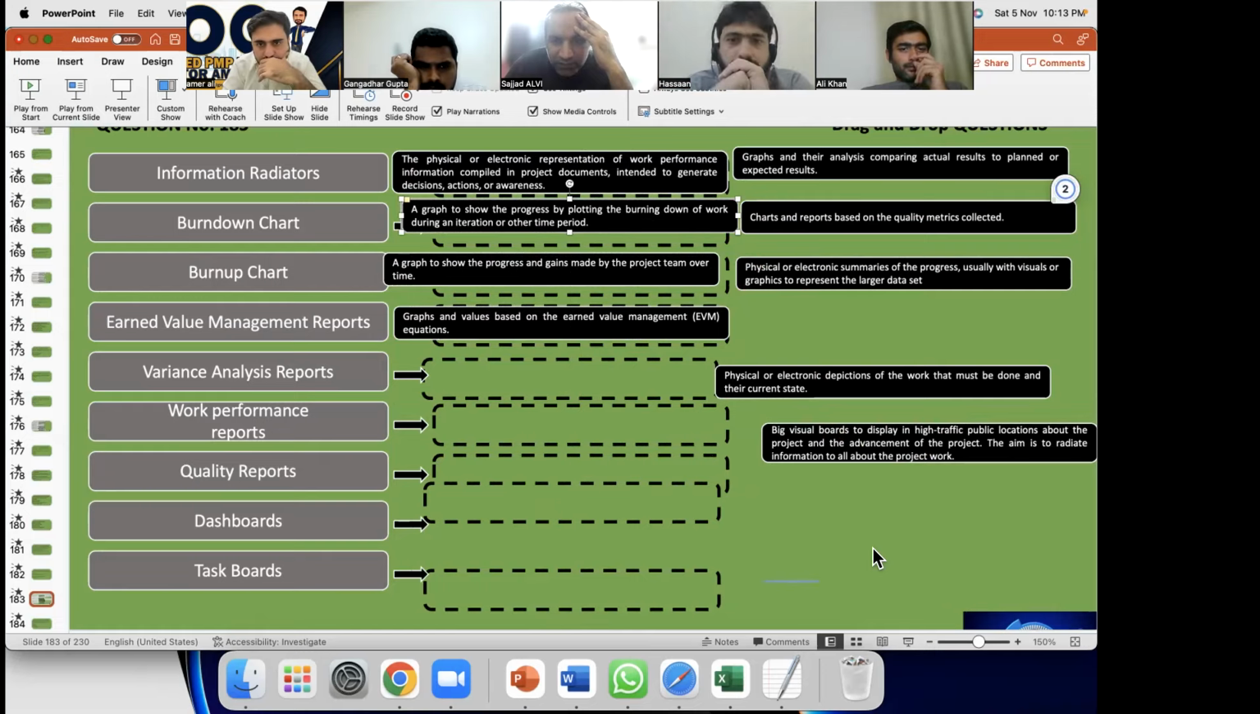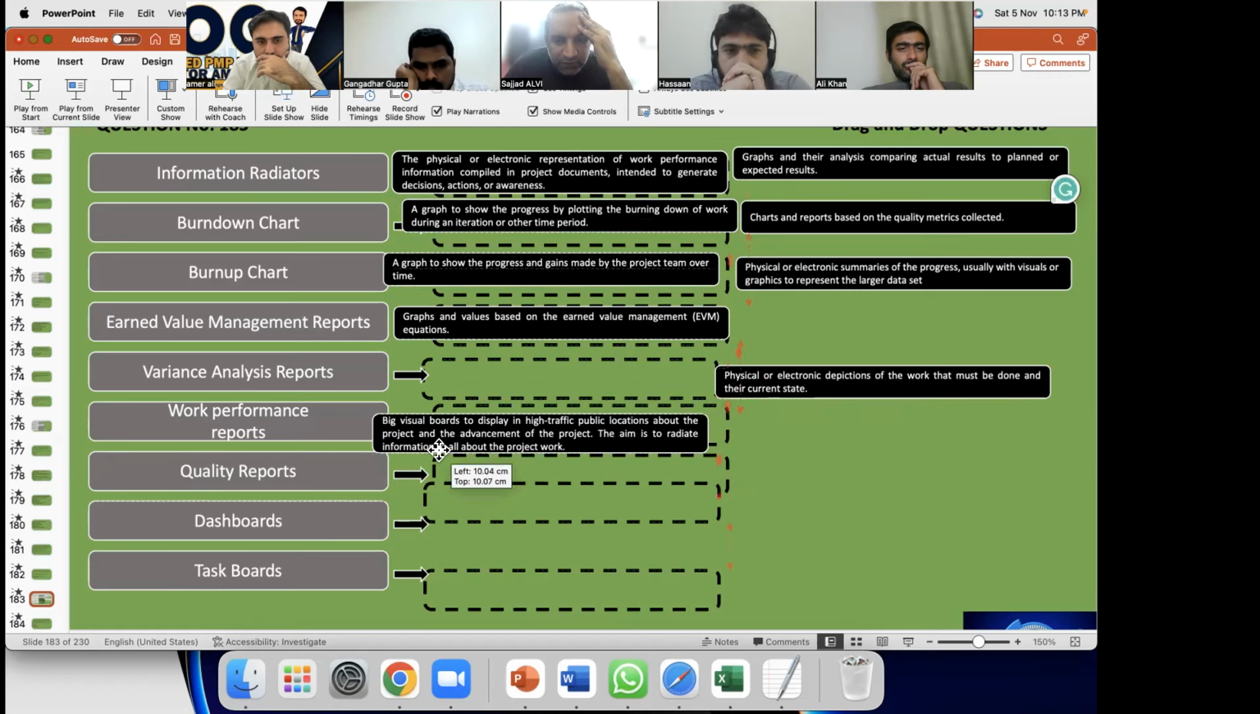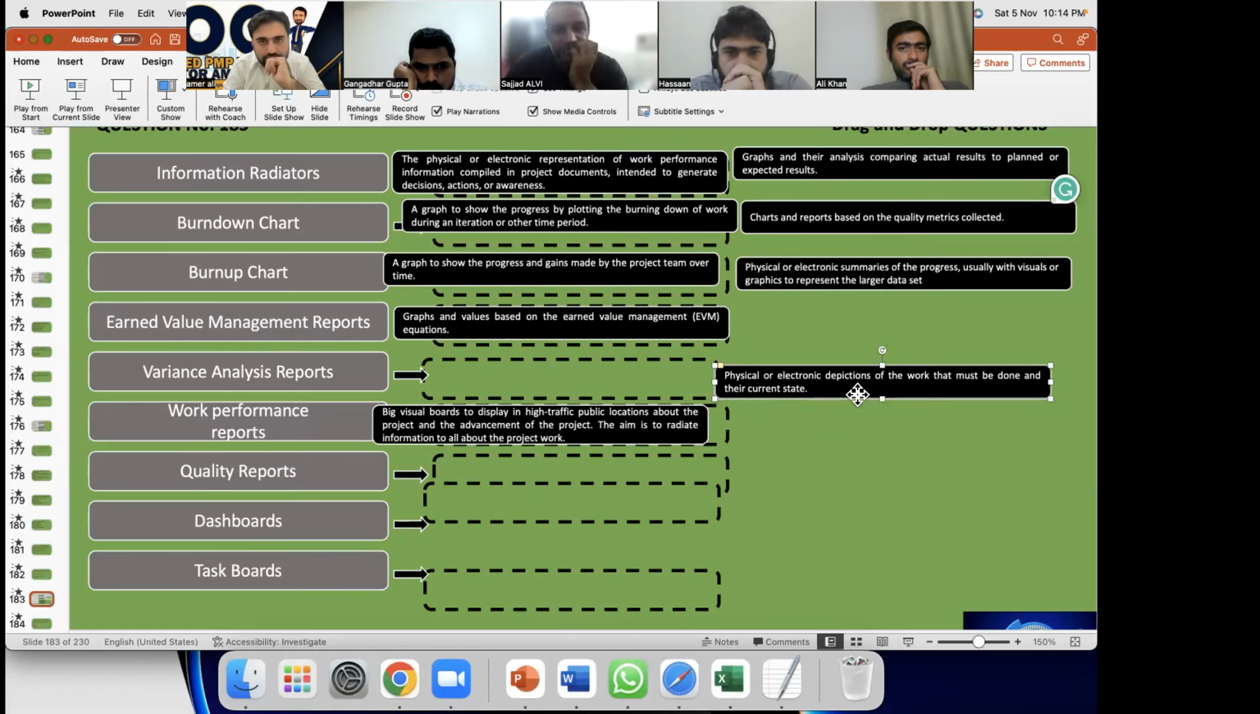The visual boards to display in a public location the project and the advancement of the project, the aim is to reduce information out of the project. So it should go to work performance report. This one, the last one. Physically showing the section of the work that must be done and their current status. So last minute. We can't spend the entire day on one question.